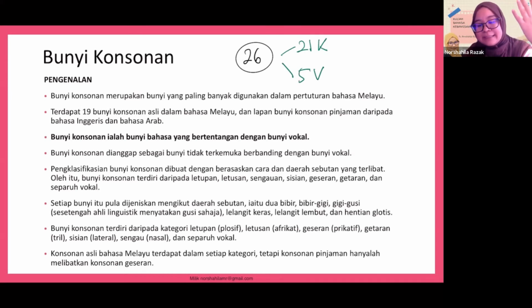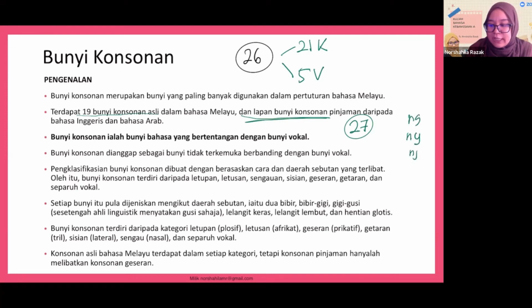But actually, from the sound, we have 19 sounds for original consonants and also 8 bunyi daripada pinjaman. So 19 tambah 8 berapa semuanya? 27, kan? Instead of 21 sounds, actually we have 27 sounds. This is because kita ada bunyi NG, NY yang tadi saya tunjukkan, BH, KH, and SY is also one of these sounds.